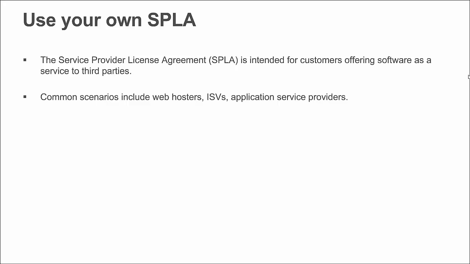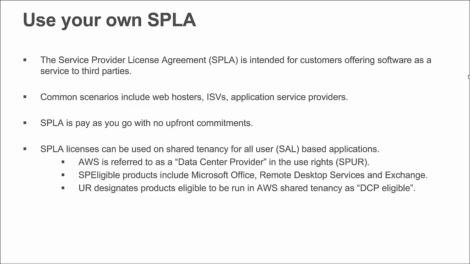So if you think about application service providers, ISVs, web hosters, these are all very common. The interesting draw here is the pay-as-you-go model, right? You don't have to make upfront commitments. You license based on how your business grows, and you have the ability to scale up or scale down as appropriate. You can use these licenses on multi-tenant EC2. You have the ability to do this because AWS is referred to as a data center provider in the product use rights. So if you're a SPLA consumer and you're using those SPLA licenses, double check your product use rights. You'll see the data center provider section. AWS falls into that area.